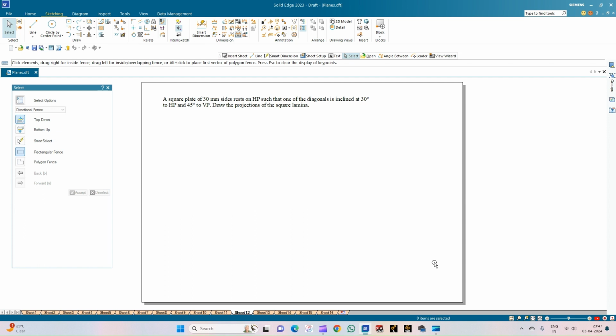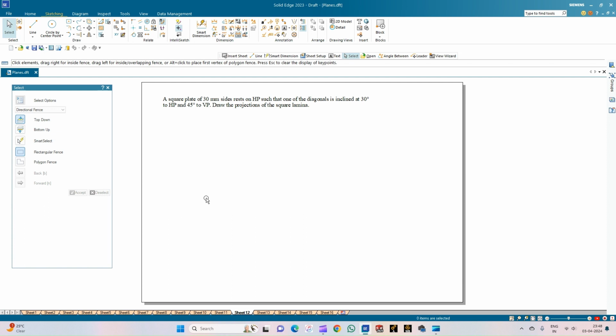So first let us try to understand the problem statement here. It is not the resting condition of the edge, it is the resting condition of the corner. Only when it is resting on one of its corners, we can get a diagonal which is inclined to both HP and VP.